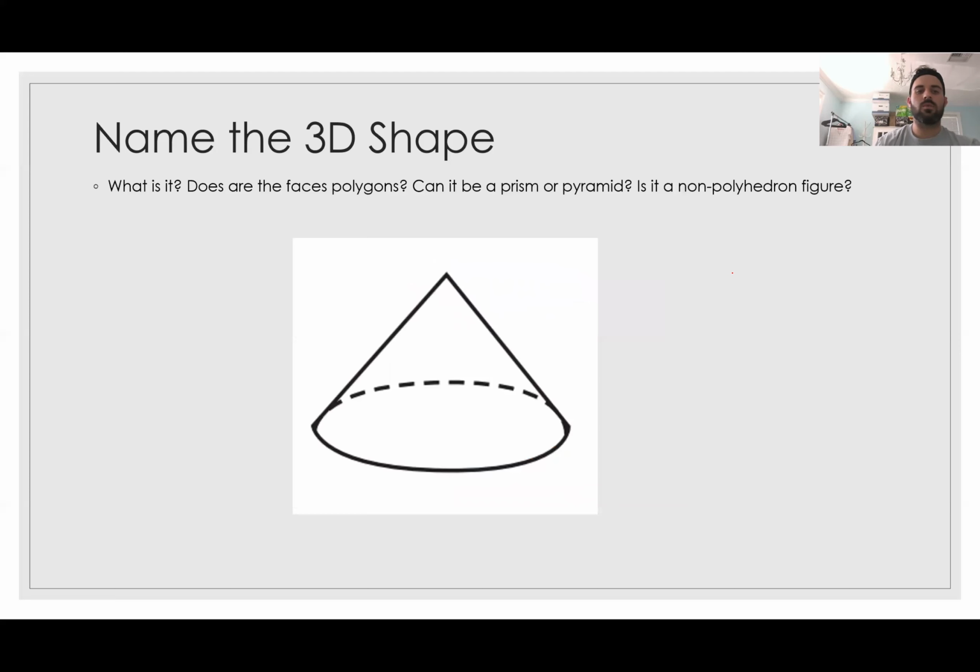All right, let's look at the next one. What is this one? Once again, the face is a non-polyhedron. It is not a polygon. It is a circular shape. And since there are no sides, the figure meets at one vertex, which kind of looks like a cone. So that is why we name it a cone.